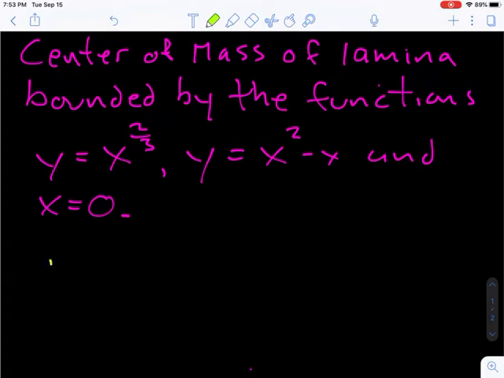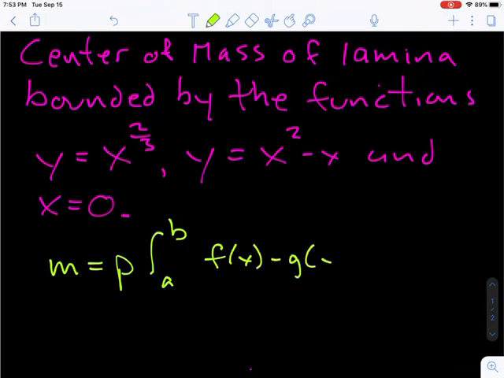First, we need to find the total mass, small m, and that's equal to the density times the integral from a to b of f of x minus g of x dx. That gives us the total mass.